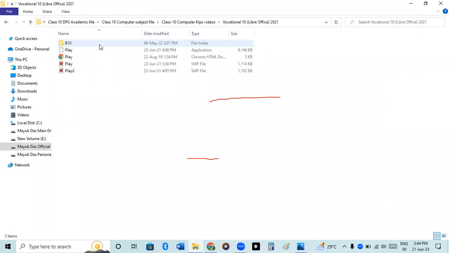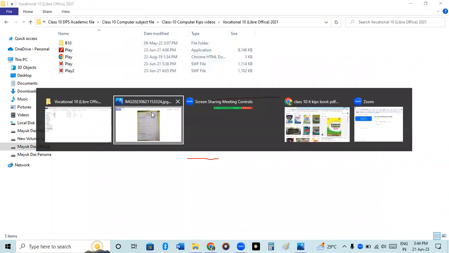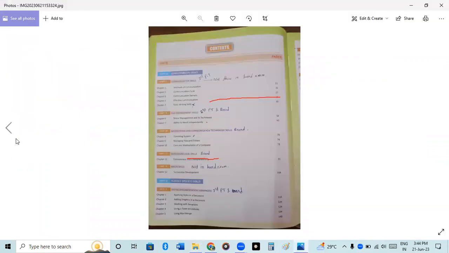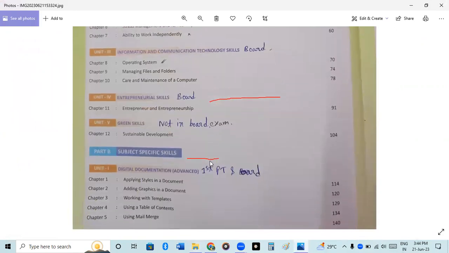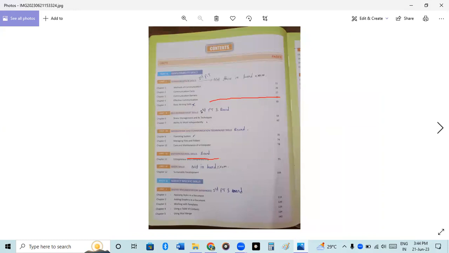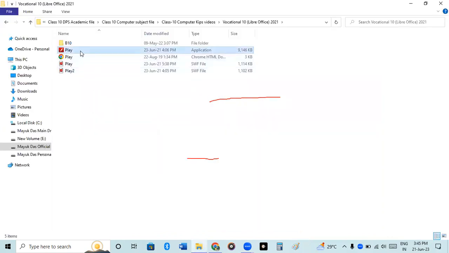Another thing, in the practical part, part B, there are subject specific skills: digital documentation, electronic spreadsheet, and database management system. These will comprise the office suite, LibreOffice. We will not use Microsoft Office, we will be using LibreOffice. So I'll start the video now.